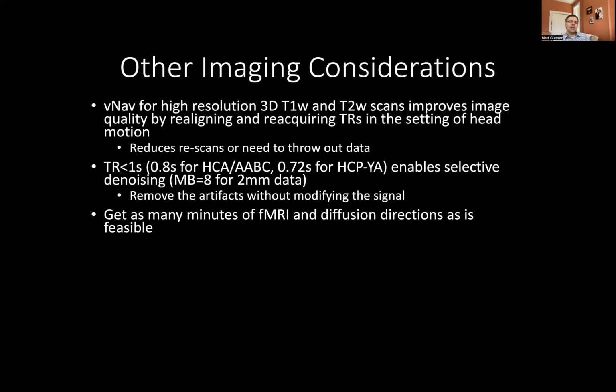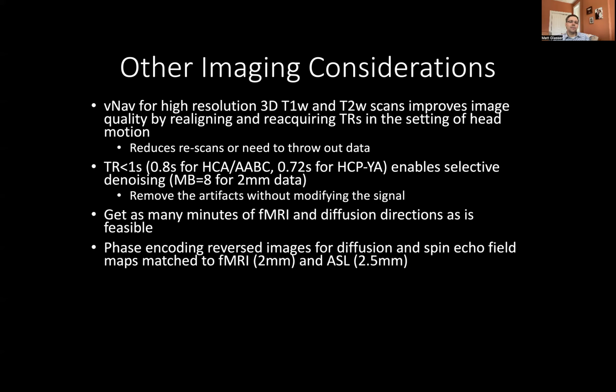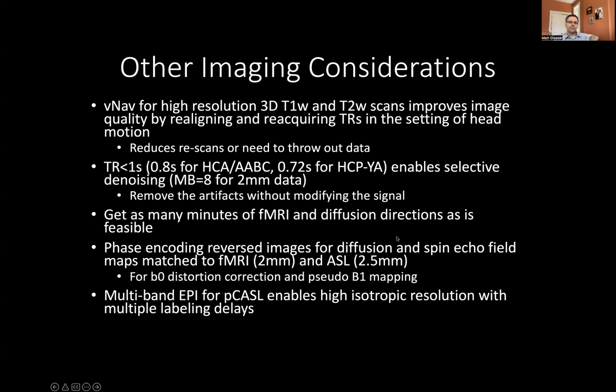We want to get as many minutes of fMRI as possible and diffusion directions as is feasible. Using phase reversed images for diffusion data and spin echo phase reversed images that are matched to the fMRI and ASL data is very important. And this could be used for B0 distortion correction and even pseudo B1 mapping. Using multiband EPI for the ASL data enables high isotropic resolution with multiple labeling delays.